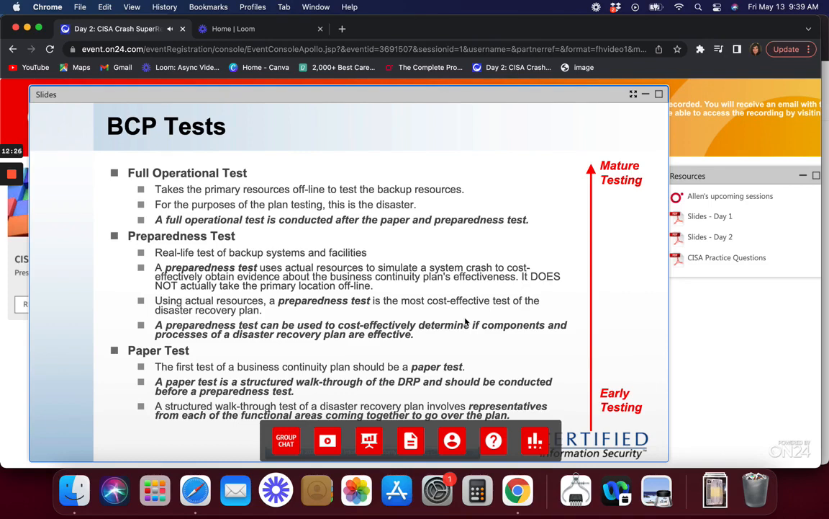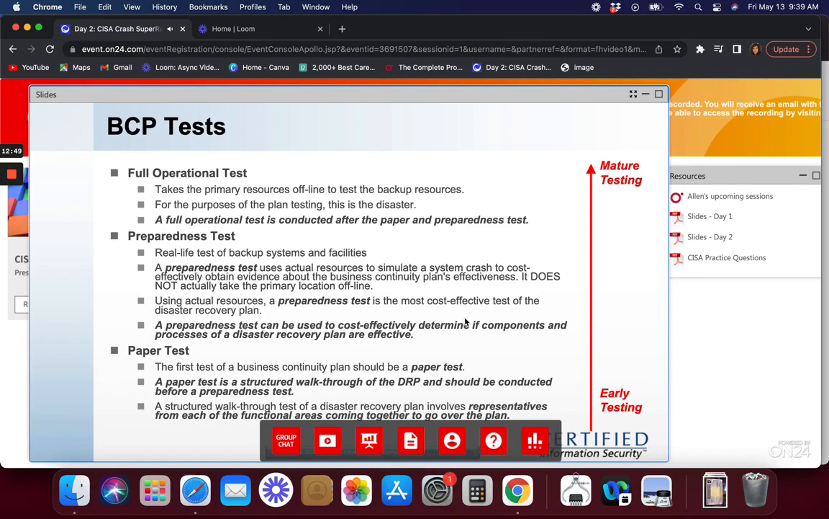Preparedness test is where we might actually use some resources to test that theory, but we're certainly not going to take any primary resources offline. In other words, we'll test restoration of a backup, but not on the live system, mind you. And then finally, full operational test, or what we also call full interruption testing. That is where we are actually testing on the live systems itself.